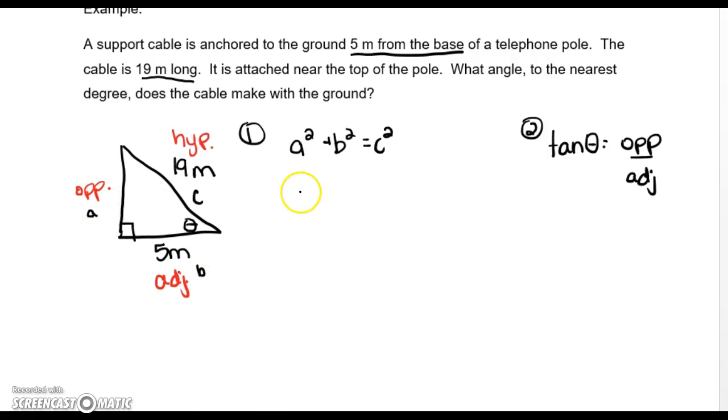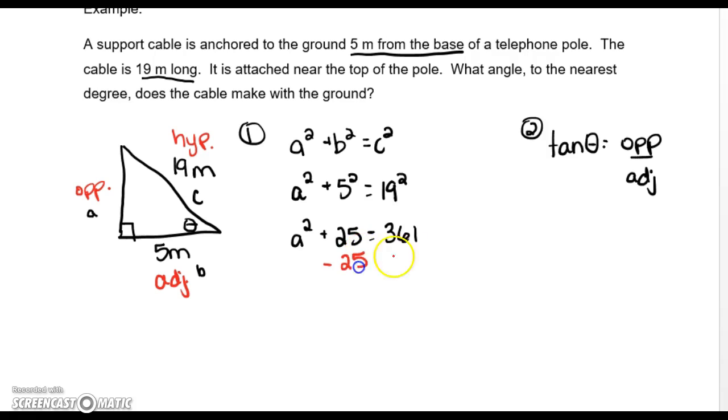So your opposite can stay as a. So we have a squared plus b squared will be 5 squared, and c squared will be our hypotenuse squared, so 19 squared. Plugging those values into our calculator, we have a squared plus 25 is equal to 361. Then we want to solve for a squared here, so I'm going to subtract 25 on each side. So then we're left with a squared is equal to 336.